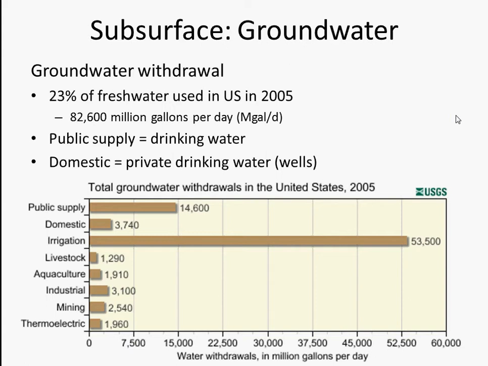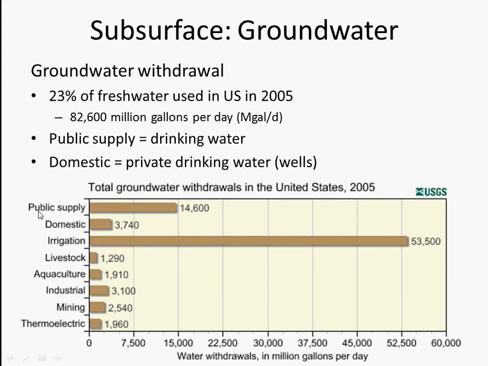At least in the US, groundwater only accounts for about 23% of the freshwater that we use in the US. Still, that's quite a bit. About 82,600 million gallons per day. That's an awful lot. And this figure down here shows you what we use it for, at least in 2005, what we used it for.